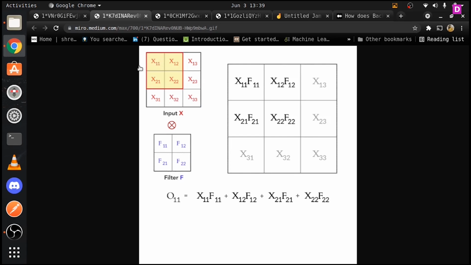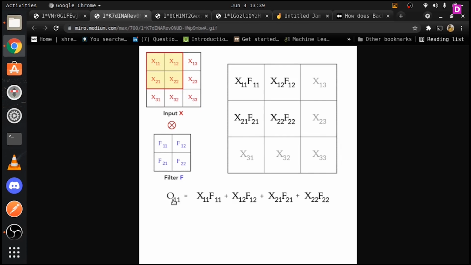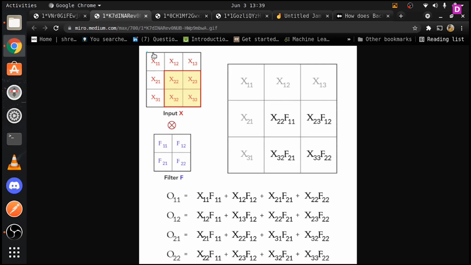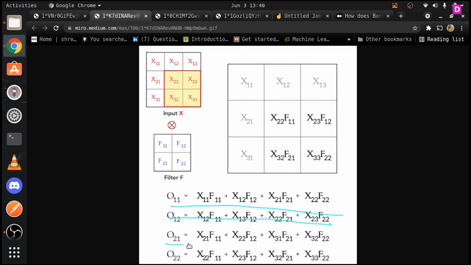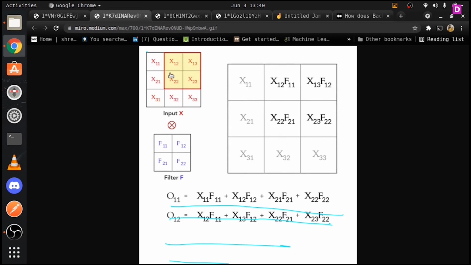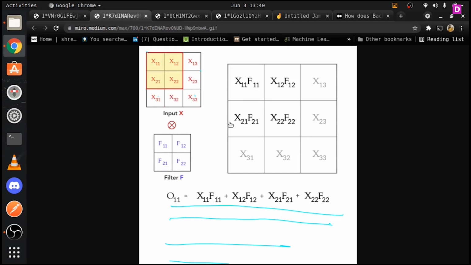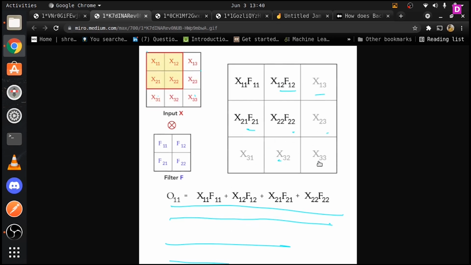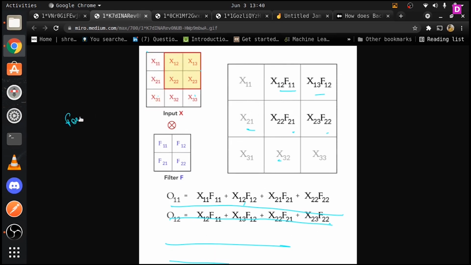So here we have a very good animation to show what is happening. Obviously you understand the thing, but it is very important to understand what values we are getting. So first we place the filter here and then we get this value. Then we get this value for O12, and O21 and O22 finally, right? We just shift our filter, as you can see here, and then multiply the values. Once you have the products, you add the values. That is basically what is happening. I think it is simple to understand. So this is basically forward propagation.